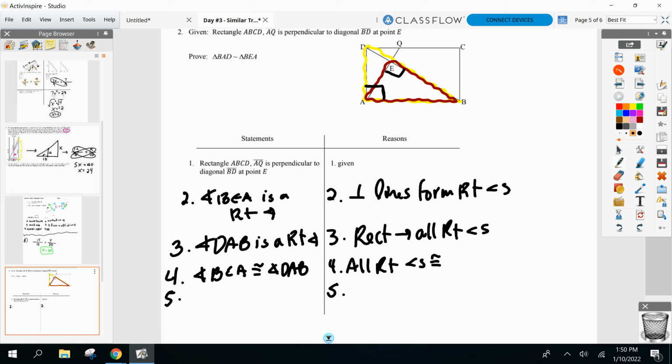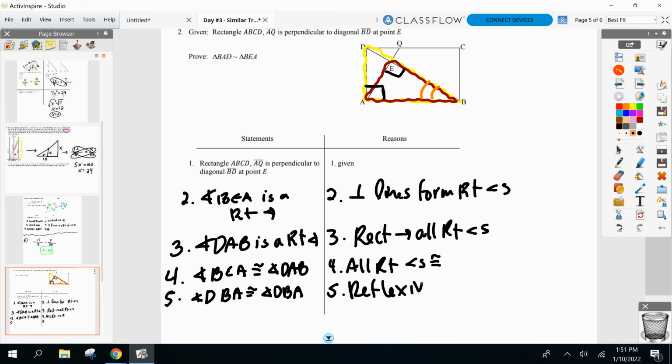Anybody see anything else? Any other angles? Griff, yeah, you do. Angle DBA is compared to angle DBA. Angle that is in both. Good job, young buck. Everyone see that angle contained in both? Angle DBA congruent to itself. Good job. So sometimes it might be a little tricky. Reflexive, and then the triangles are similar. Triangle BAD similar to triangle BEA.